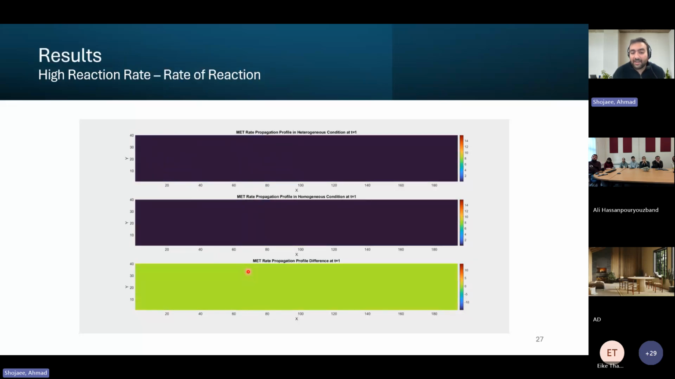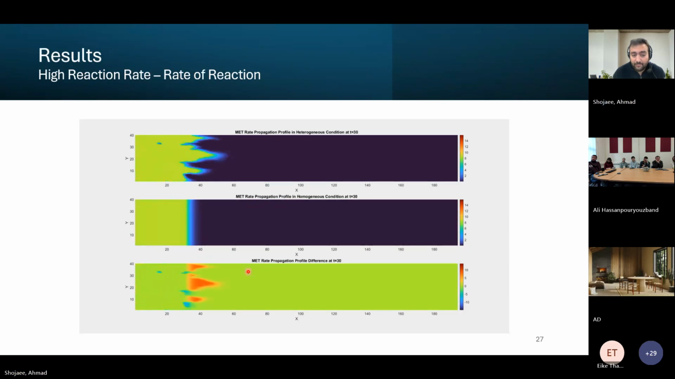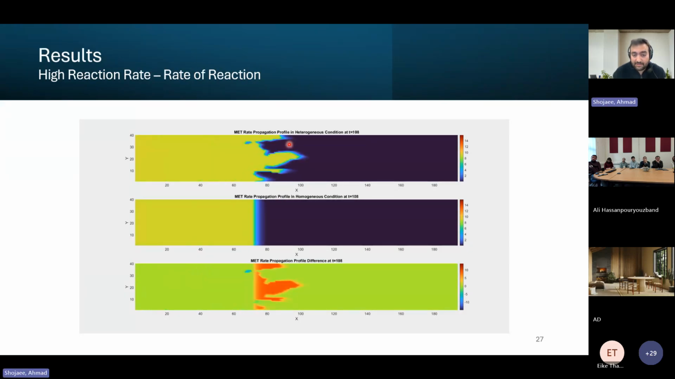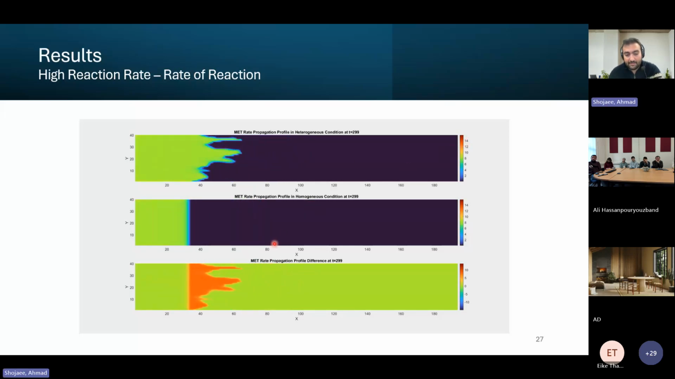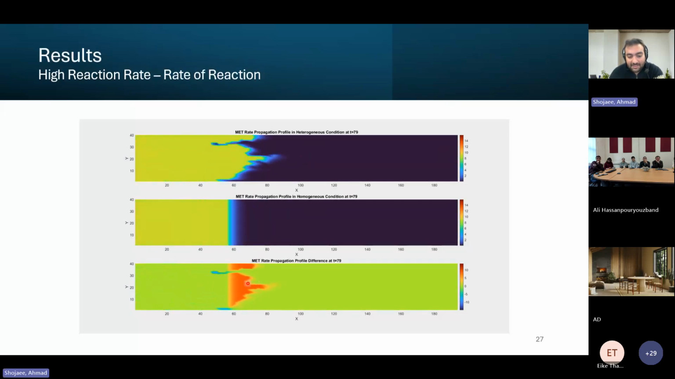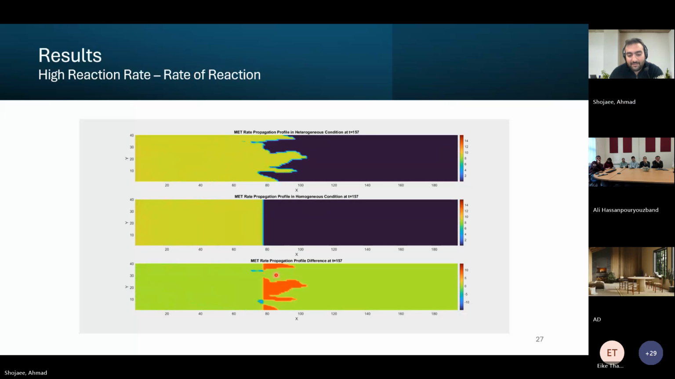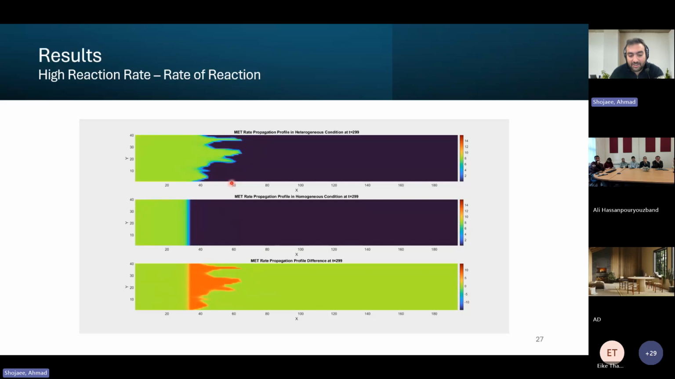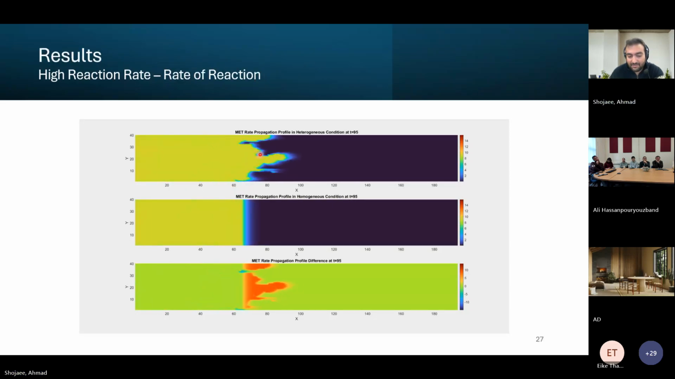So let's go to the rate of reaction profile in the system during injection, shut-in, and back production. The first one shows, in the heterogeneous case, the rate of methanogenesis reaction in millimoles per kilogram of water, and you can see that in the heterogeneous case the difference part is higher than the homogeneous case. It means in the heterogeneous case, we will have more reaction and we will have more hydrogen loss in the system.